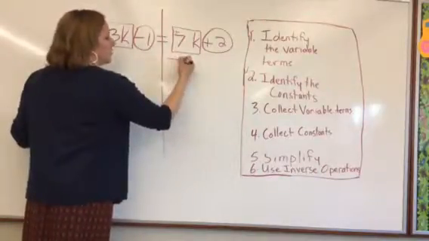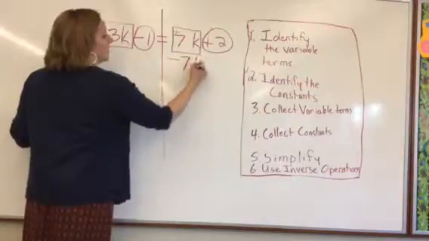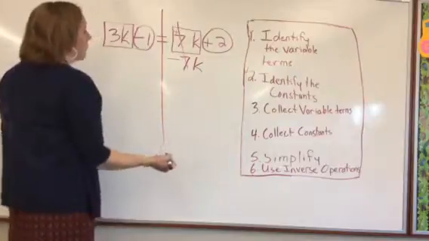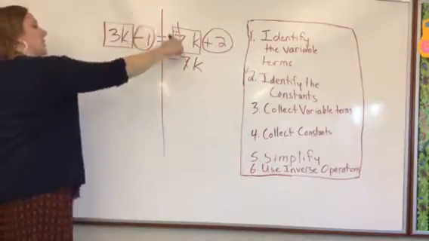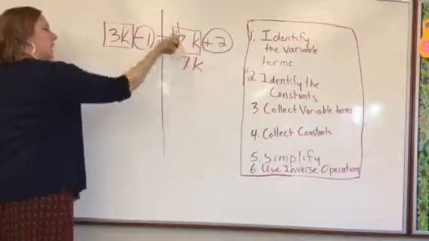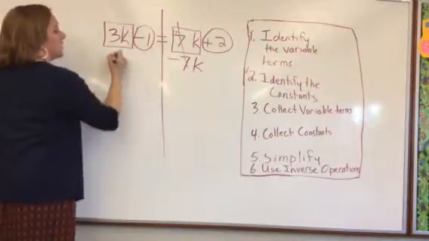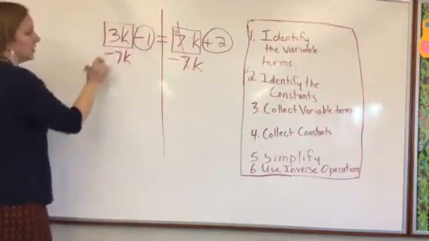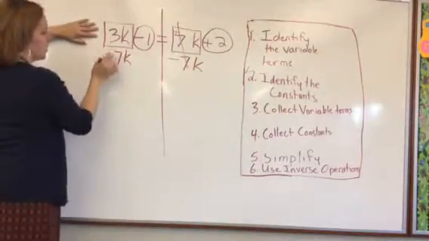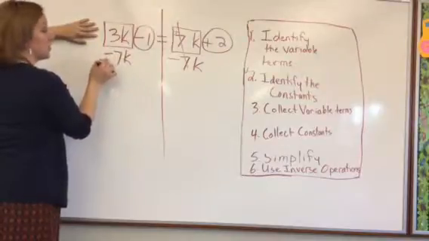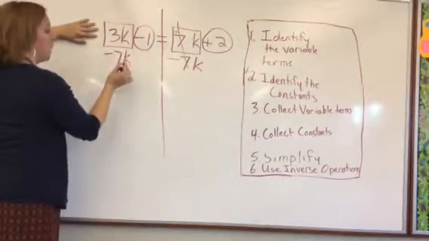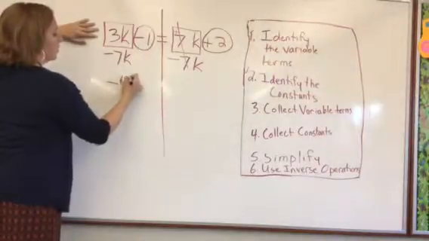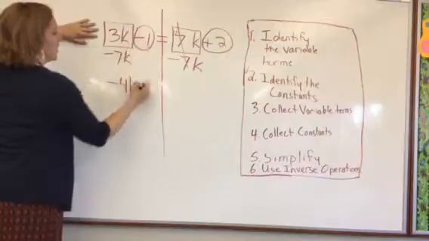The way that I undo plus 7k is by subtracting 7k. 7k minus 7k is 0. I have to do the exact same thing I do on the right on the left. So since I subtracted 7k, I'm going to subtract 7k. And I write it right underneath my variable term over here because I know that I can work with them together because they're like terms. 3k minus 7k is going to give me -4k.